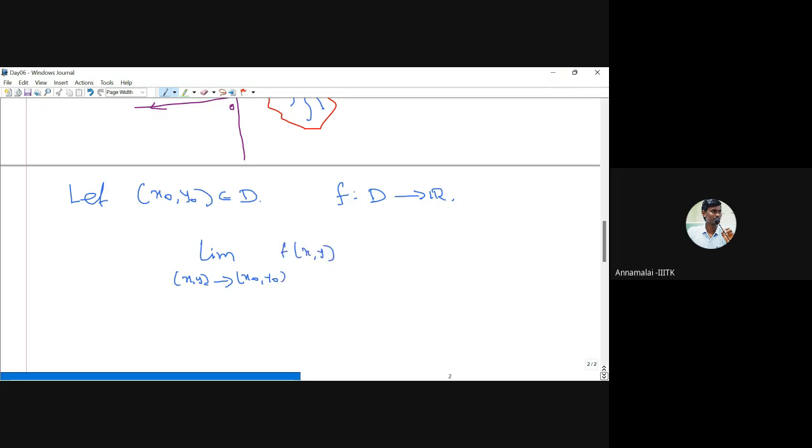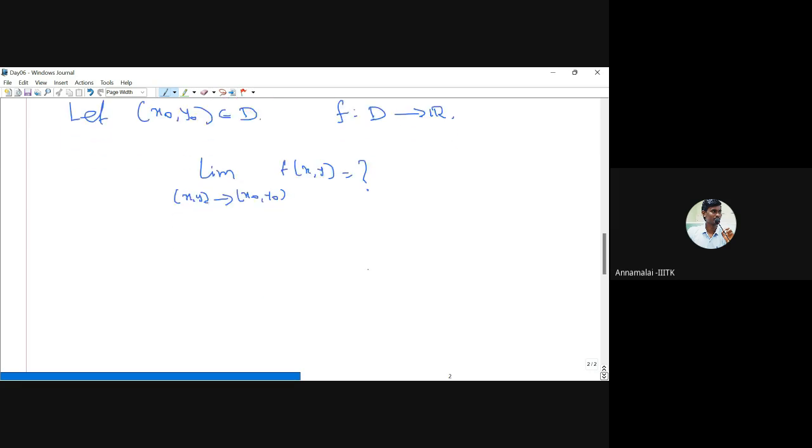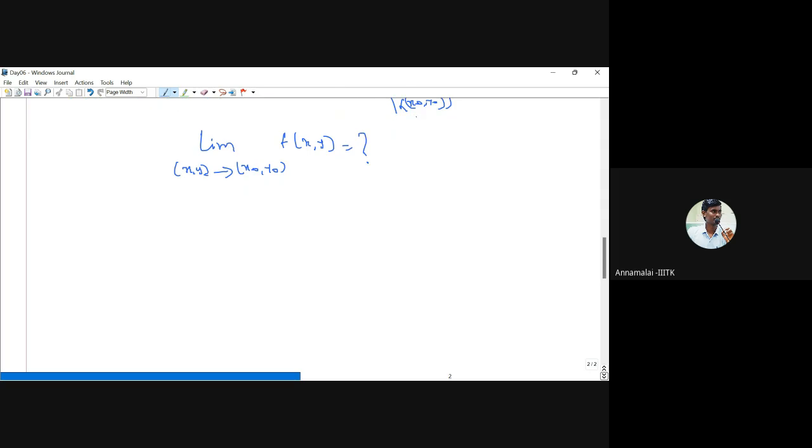Okay, so if the limit exists, then what is the definition? What do you mean by this, and when does this limit exist? Again, this f need not be defined at the point x naught y naught. Even more, you can remove the point x naught comma y naught. So whenever we talk about the limit, the function may not be defined at a point. But if you talk about differentiability and continuity of a function, the function should be defined at the point x naught y naught. But for the limit case, the function may not be defined at the point.